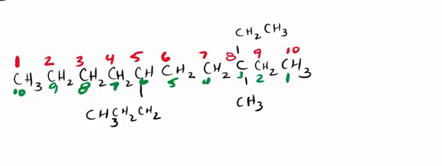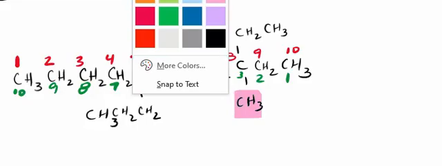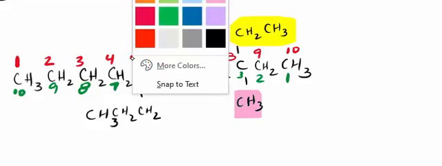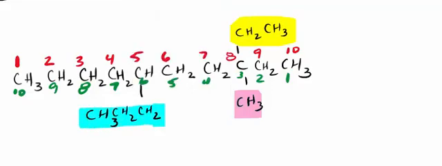Now, the object wasn't to get a different number. I went down the same chain. The object was to see where the substituents were going to be with those numberings. So I have my methyl group as a substituent, I have an ethyl group here, and I have this propyl group. So when we go to name this, we have 2 different ways we can name this. And I'm just going to look at the substituents briefly.